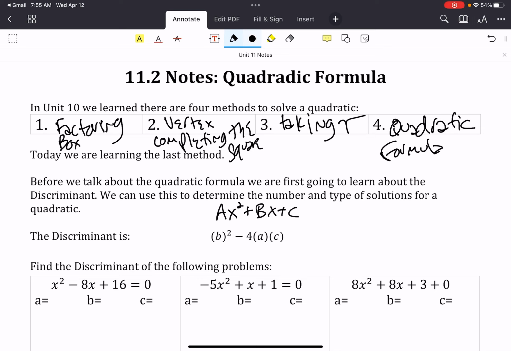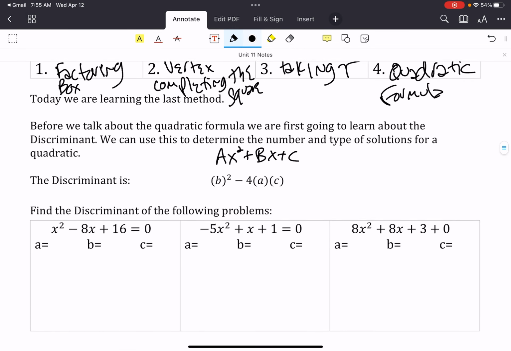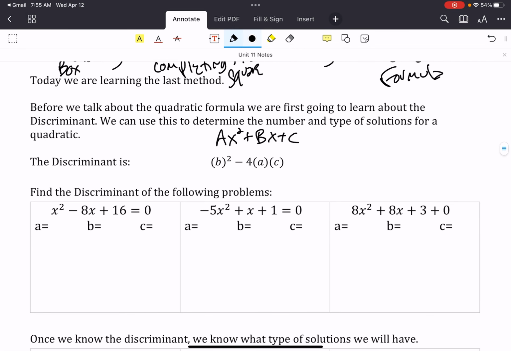Okay. So the discriminant is this value, b squared minus 4ac. So it's a number we can find from a standard quadratic, and it's going to help us determine something, okay? So first, let's find a. What's a for this first problem here?